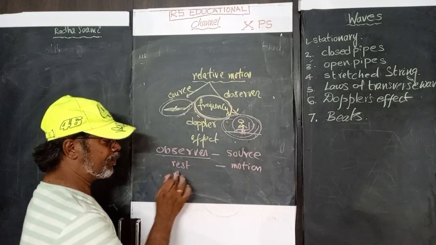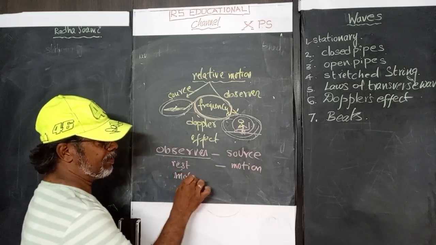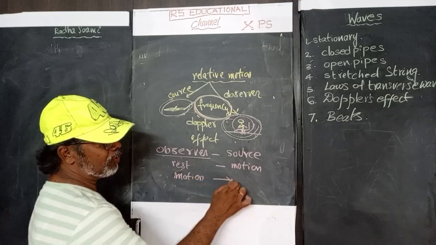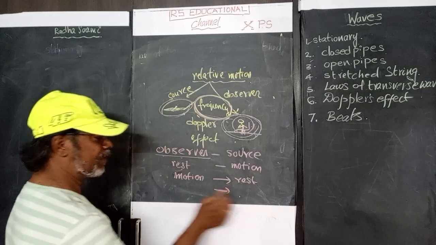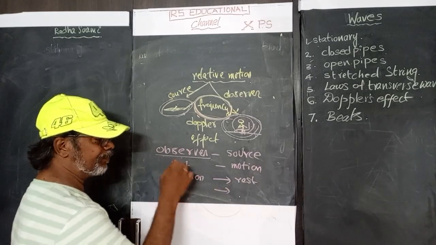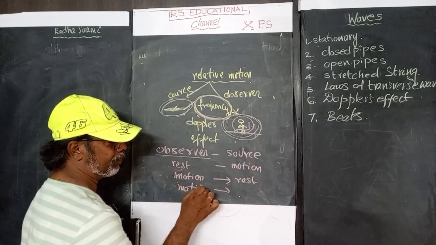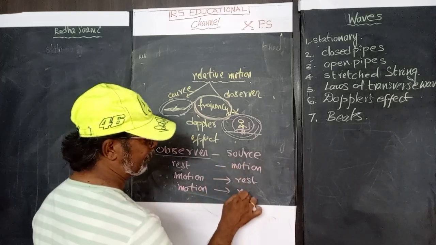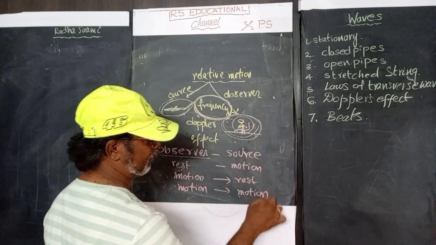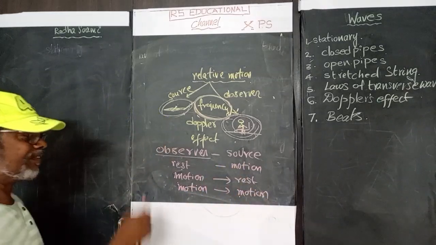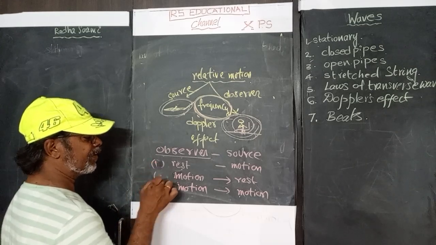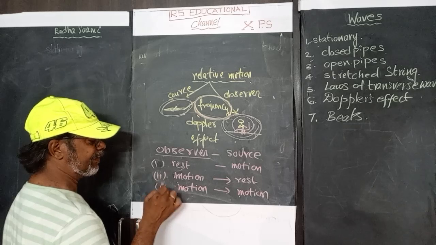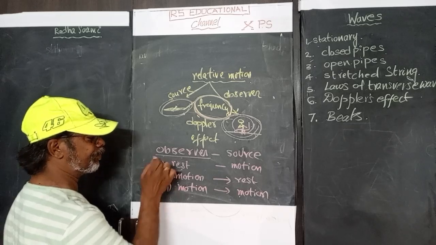Observer motion, source rest. Third, observer motion, source motion. Case 1, case 2, case 3. There are 3 cases we can say.